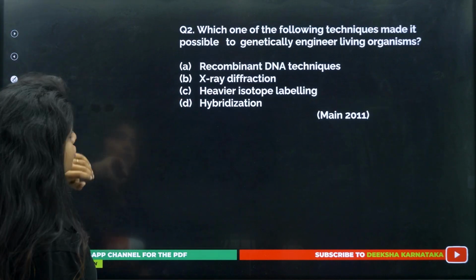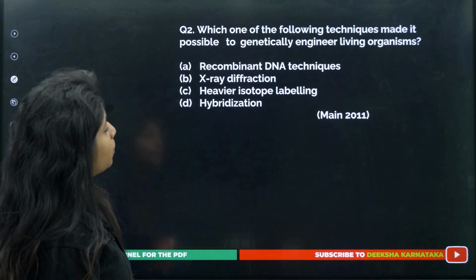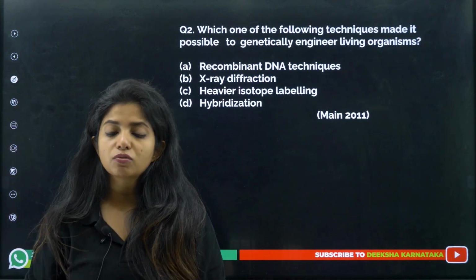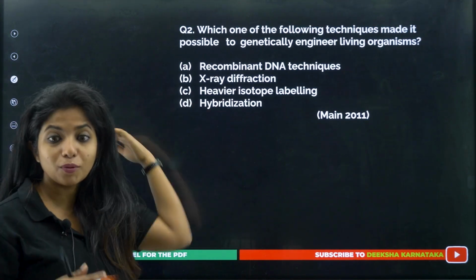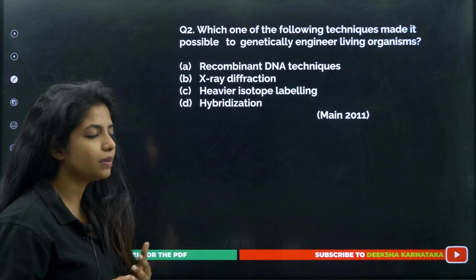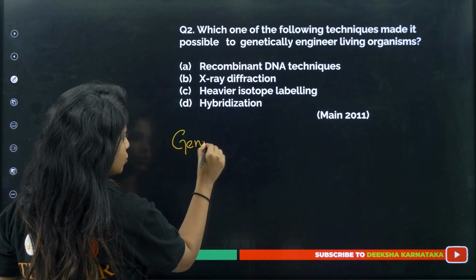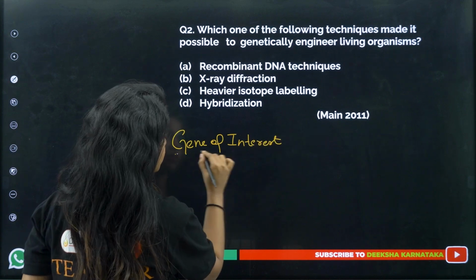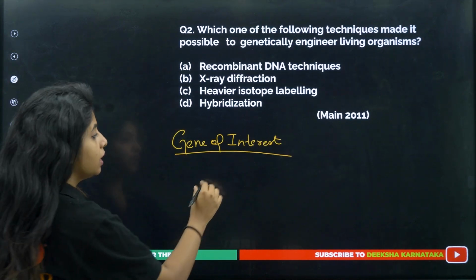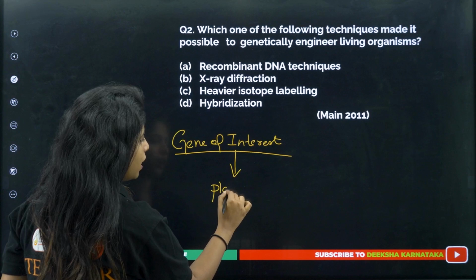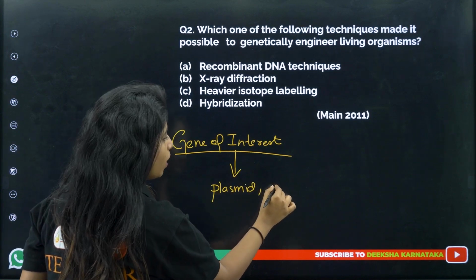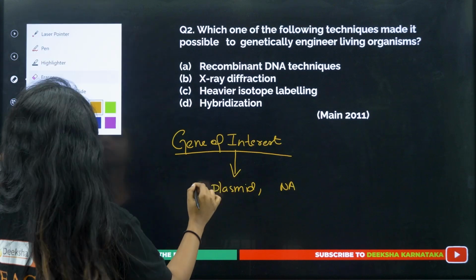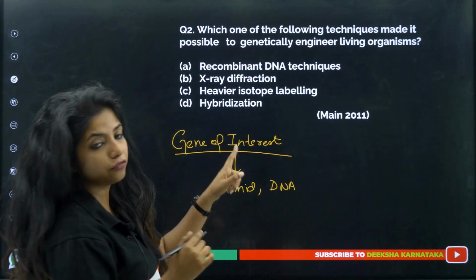Now going ahead to the next question: which one of the following techniques made it possible to genetically engineer living organisms? Genetically engineering living organisms means I am going to alter their DNA and put in my gene of interest. Gene of interest is nothing but a segment of DNA, children. Where am I going to put this segment of DNA? In the plasmid, or probably a normal DNA strand that I have, whatever it is, I am putting the gene of interest there.